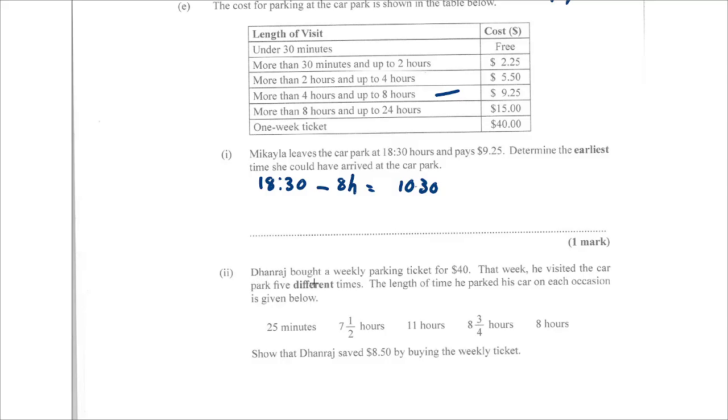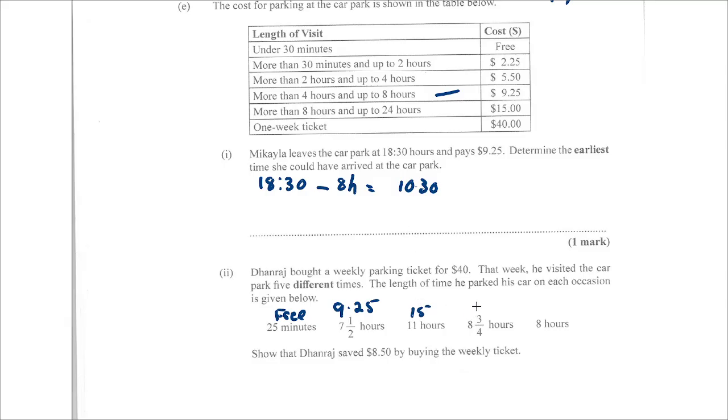The next question, Danraj bought a weekly ticket for $40. That week he visited the car park 5 different times. The length of time he spent in the car park on each occasion is given below. For 25 minutes, this would have been free. Show that Danraj saved $8.50 by buying a weekly ticket. So the first day was free. 7.5 hours would have been $9.25. 11 hours would have been $15 for the third day. 8.75 hours, that is $9.25.